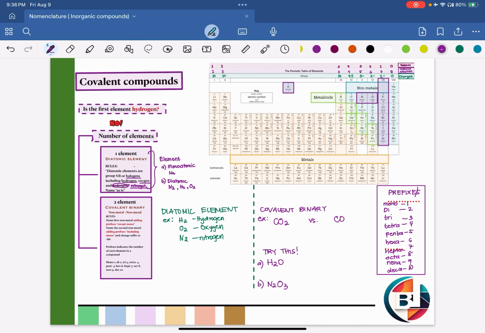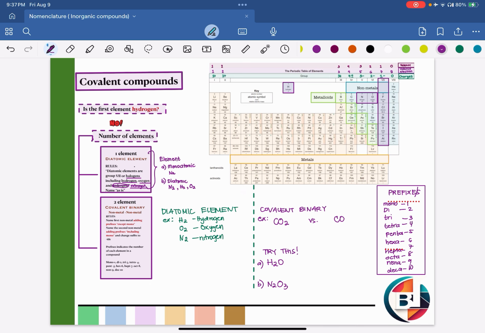Let's then focus on diatomic elements. For this one, it's very simple. You just need to name the element as is. So H2 is named as hydrogen, O2 is oxygen, and N2 is nitrogen.